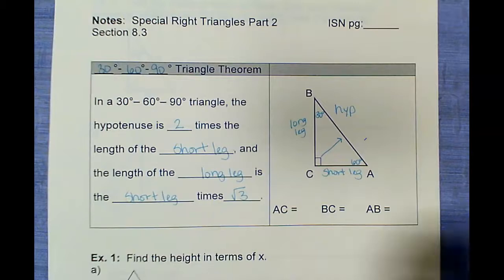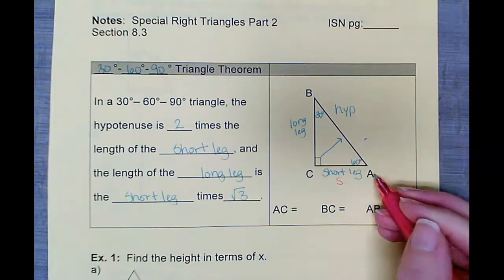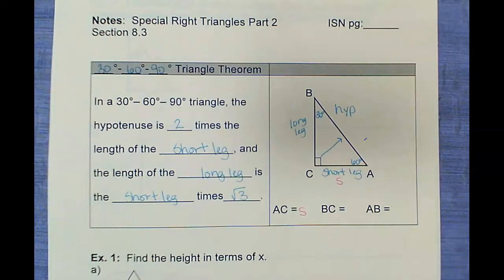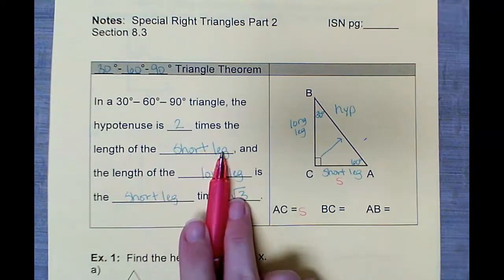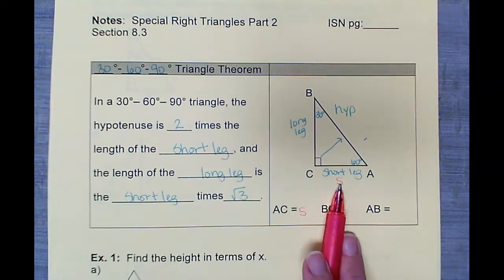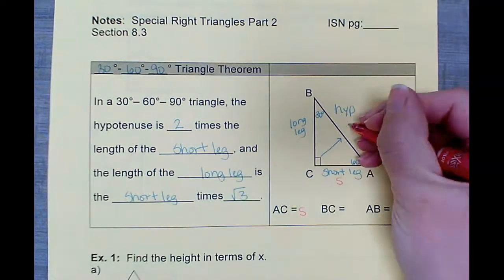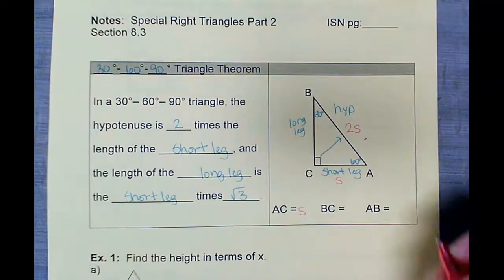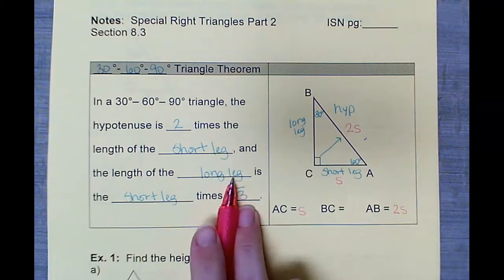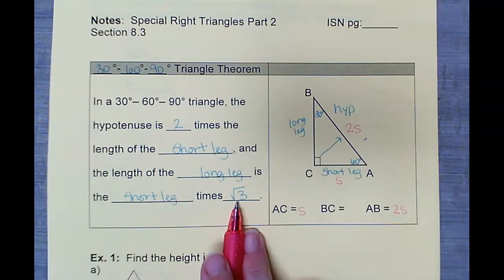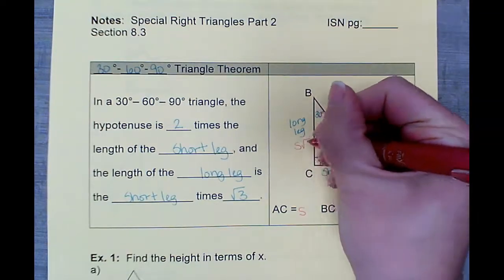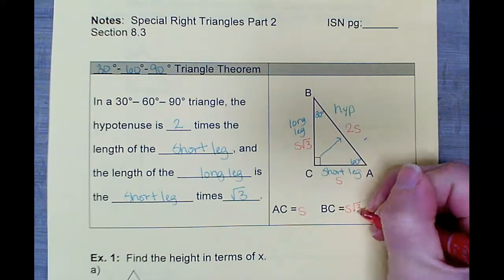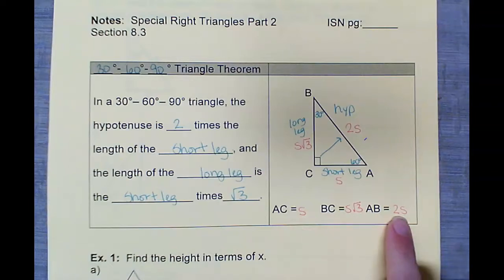So the short leg, we're going to give a measurement of S. So AC has a measurement of S. It says that the hypotenuse is 2 times the length of the short leg. So if the short leg is S, S for short leg, then the hypotenuse will be 2S. So AB is 2S. And finally, the long leg is the measure of the short leg times the square root of 3. If the measure of the short leg is S, then the long leg's measure is S square roots of 3. So we have S, S square roots of 3, and 2 times S.